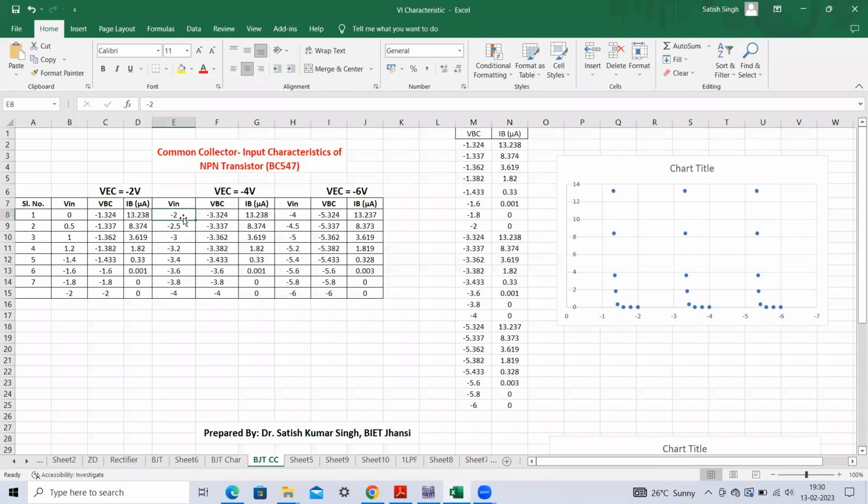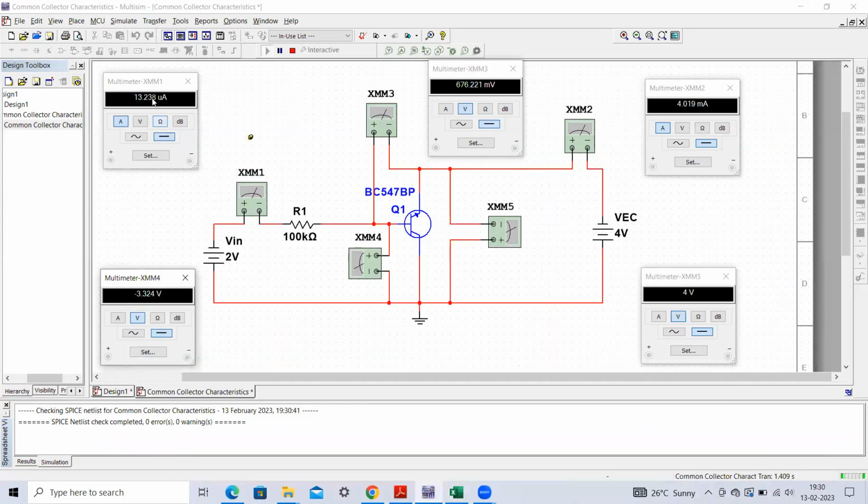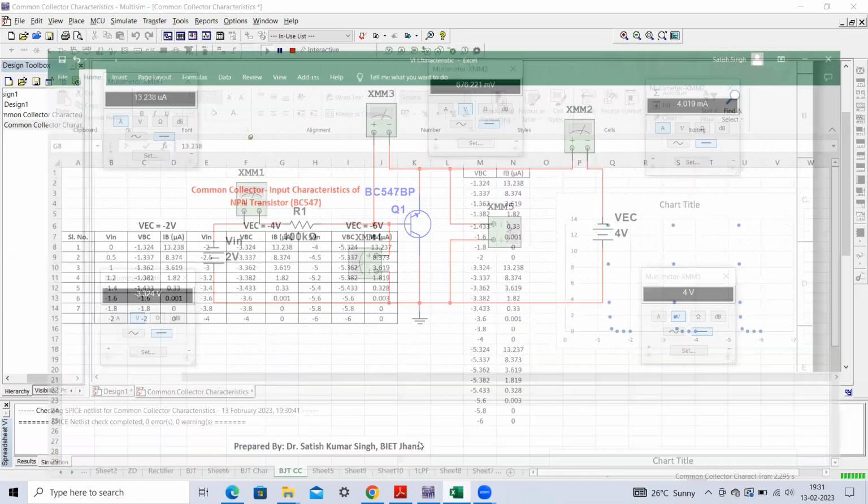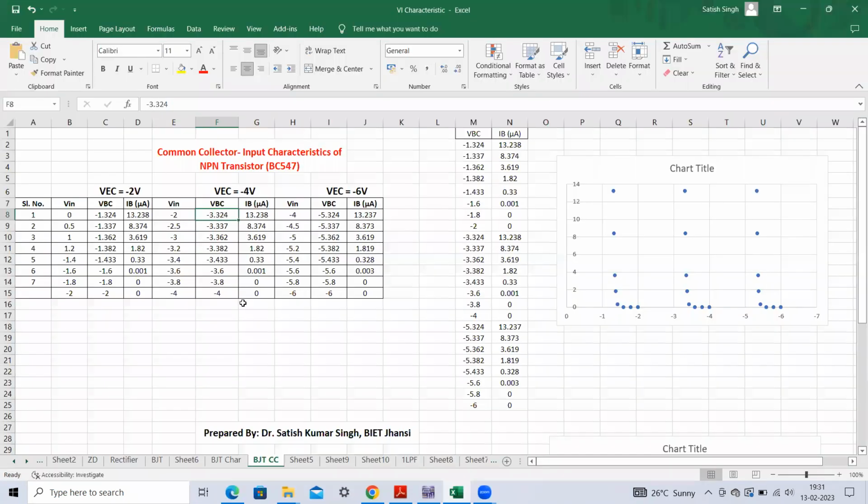Minus 2 volt we have applied at the input, and then this current is 13.238 microamperes. Similarly, this base to collector drop is minus 3.324. So just try to verify all this table. Again at minus 4 volt it will drop to 0, and then again you have to change the VEC to minus 6 volt. This way you can obtain the complete data. Fine.